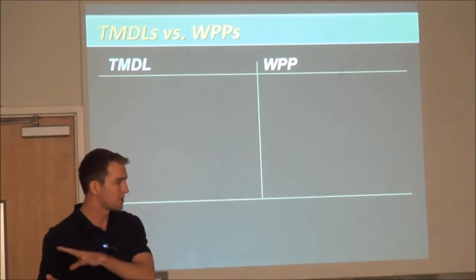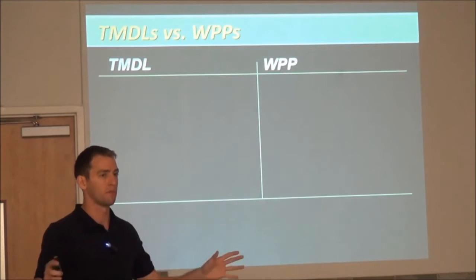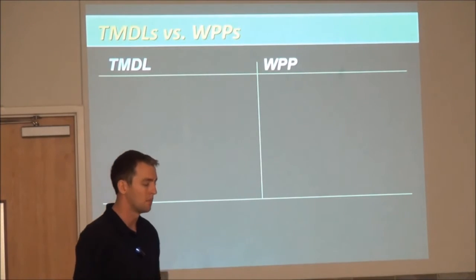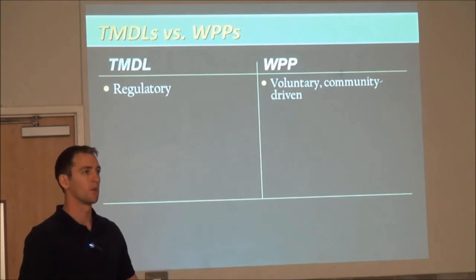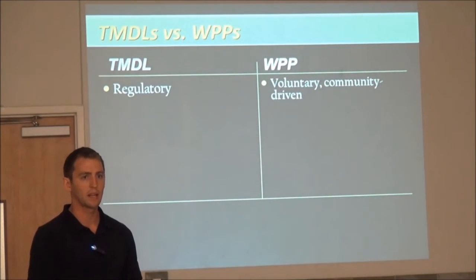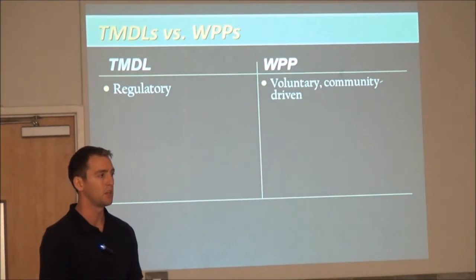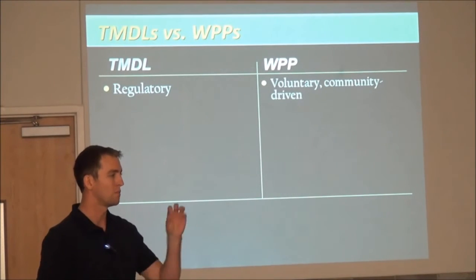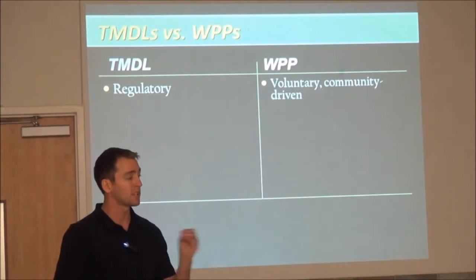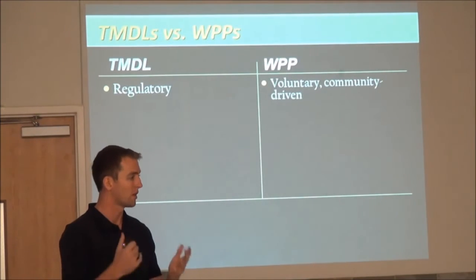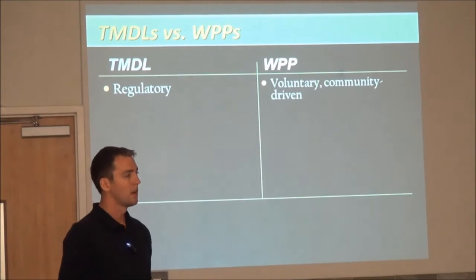So, while those are some of the similarities, and this is a very broad overview of both of these plans, here's a couple of the differences. TMDLs are regulatory. They're required under that Clean Water Act and required by TCEQ. They're a regulatory means to address water quality issues in a water body. Whereas watershed protection plans are voluntary, they're community-driven.